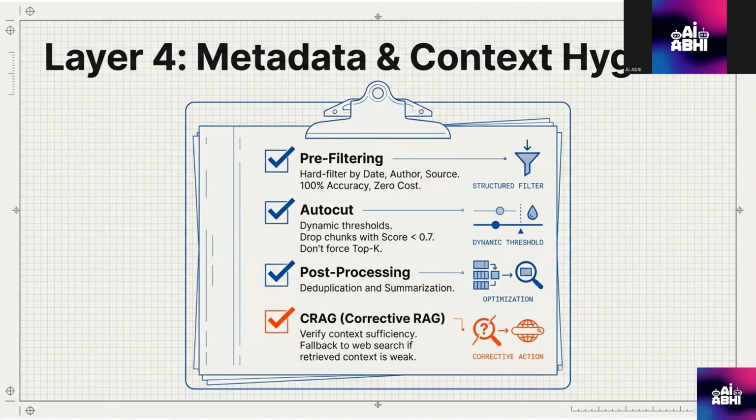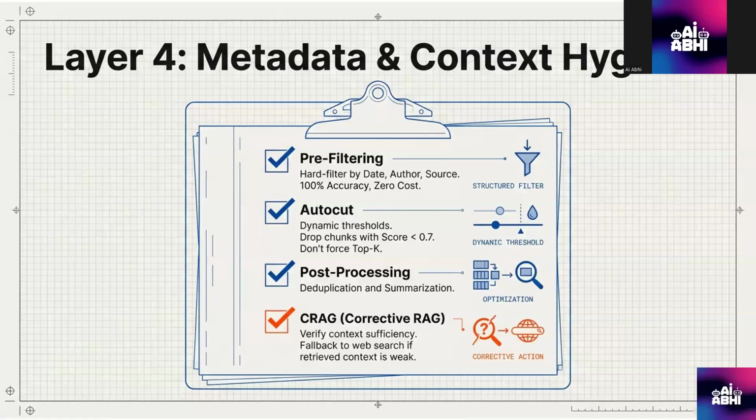If a user asks about the 2024 refund policy, you can filter to only documents from 2024. If they ask about a specific product, filter on the product name. So this eliminates irrelevant results instantly without any fancy ML models.